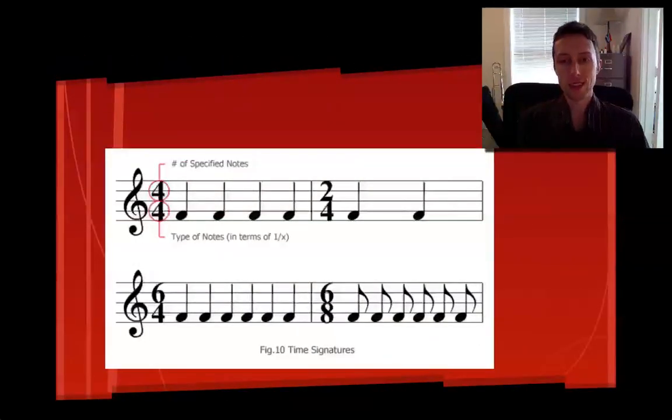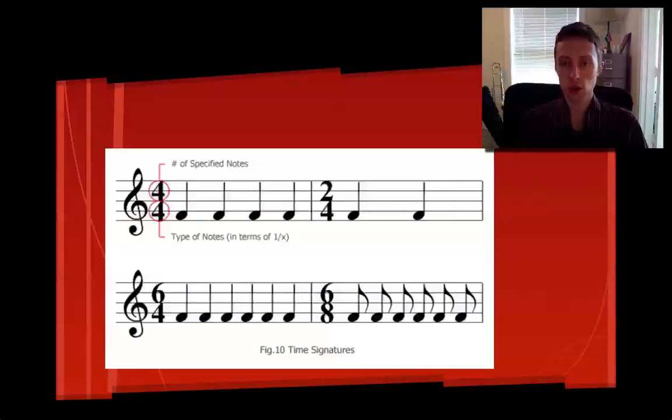So if you look at this one here, it indicates 4, 4 again. The top number indicates the number of notes, so that means we have 4 of them, whatever they are. And the bottom number, like I said before, is the type of notes. So in this case, we know that there are 4 notes per measure, and then the bottom number tells us that we have quarter notes, because a 4 means quarter notes. So 4 quarter notes per measure, as you can see there.